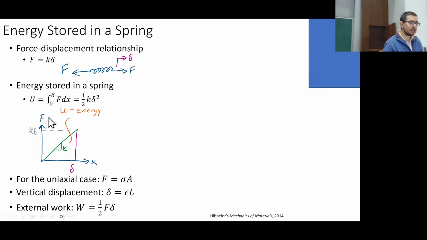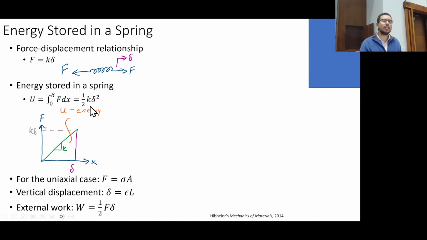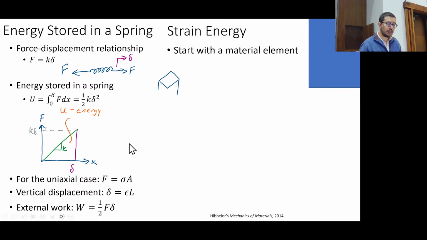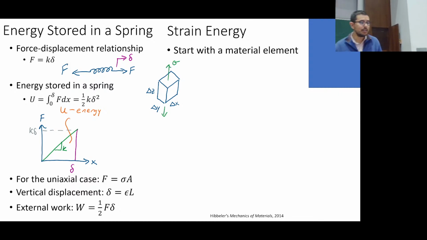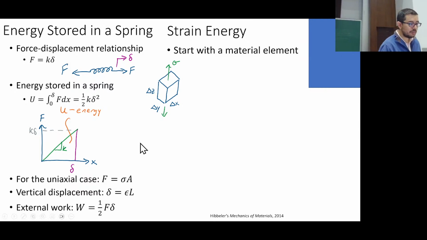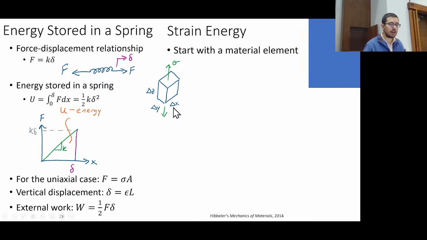So I think this is the formula everyone loves because it's just like, hey, 1/2 k delta squared. I sound cool. But 1/2 F delta is actually also true. And now we begin to think about the parallels to having a material element. If we have a material element, it is kind of like a bar, but it has a really small cross section and a very small height.